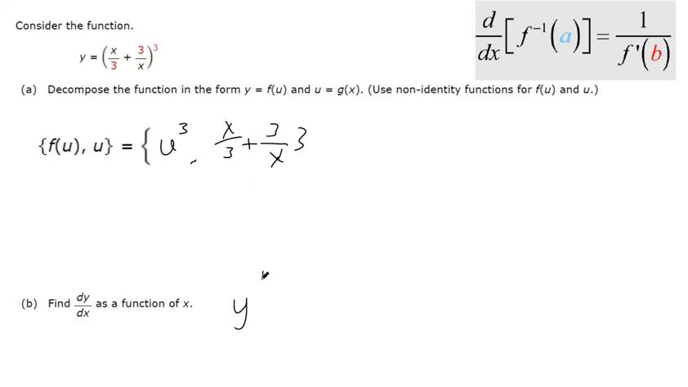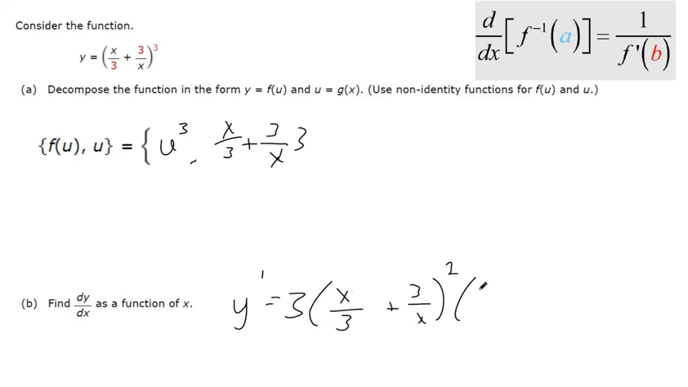So the outermost function is the exponent of 3. The 3 comes down and multiplies. The u, the innermost function, stays the same. And now we multiply by the derivative of the innermost function. So the derivative of u happens next.